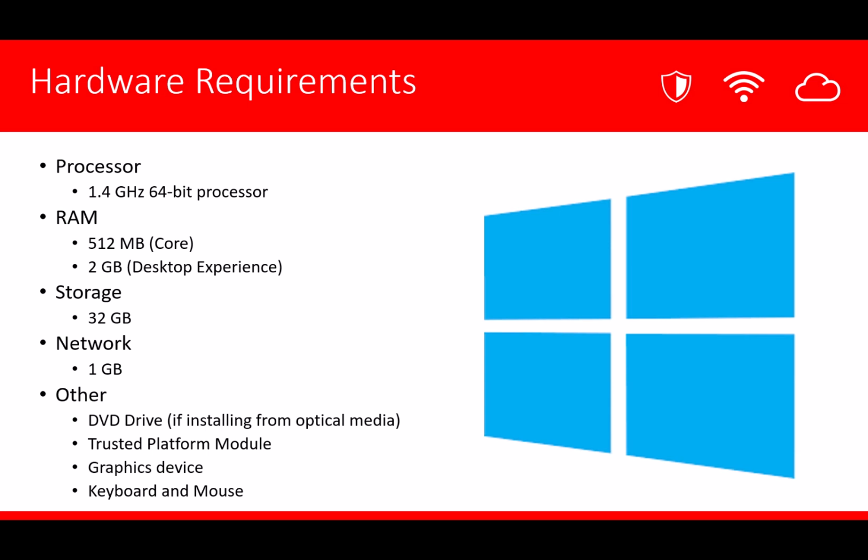However, the basic minimum is a 1.4 GHz processor, either 512 megabytes or 2 gigabytes of RAM, and 32 gigabytes of storage. Of course, consider having a network card that can support 1 gigabit connections. And you might need some other resources such as a DVD drive if you're installing from an optical media like a DVD, and potentially a trusted platform module on your hardware if you're considering doing BitLocker. Let's go ahead and take a look at the demonstration of the install process.